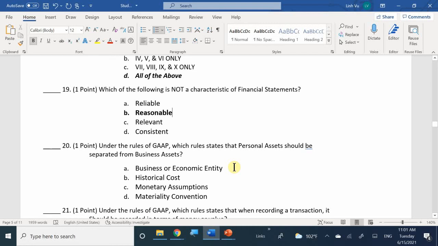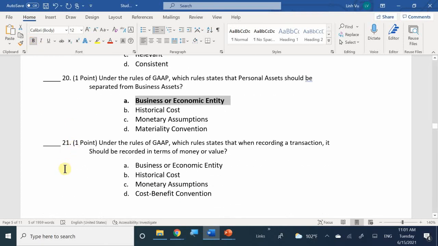A, business or economic entity. It doesn't have to be just transaction in general. It's just making sure that you can draw a fine line between business and personal. Number 21. Under the rules of GAAP, which rule states that when recording a transaction, it should be recorded in terms of money or value? Monetary assumption.